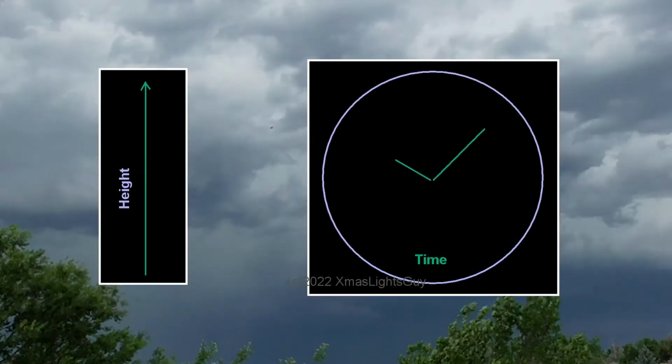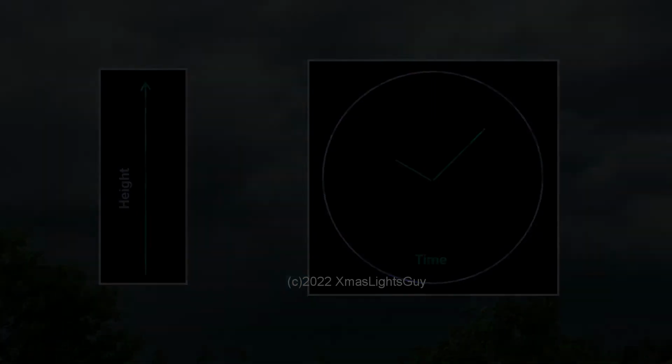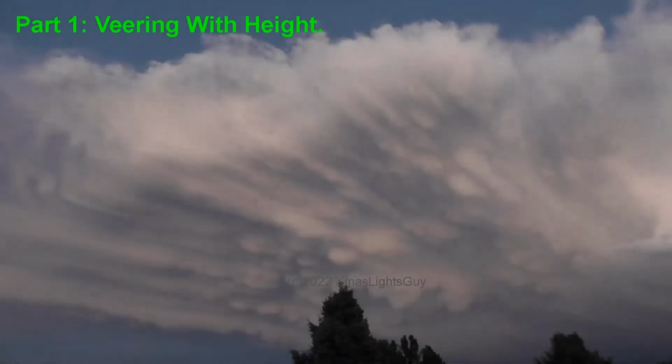First, it should be noted that there are two different types of veer. They are veering with height and veering with time. Likewise with backing, there are two different types. They are backing with height and backing with time. Here in part 1, we will do veering with height.